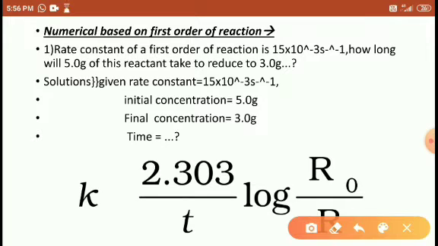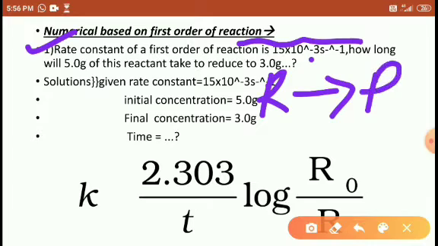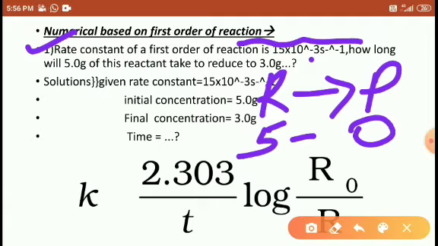The first example: the rate constant of a first order reaction is 50 into 10 to the power of minus 3 per second. How long will 5 gram of this reactant take to be reduced to 3.0 gram? So, students, the rate constant is given here, in which the reactant turns into the product. The reactant's initial concentration is 5 and the product is 0, right? When the reactant turns into concentration 3, the product turns into 2.